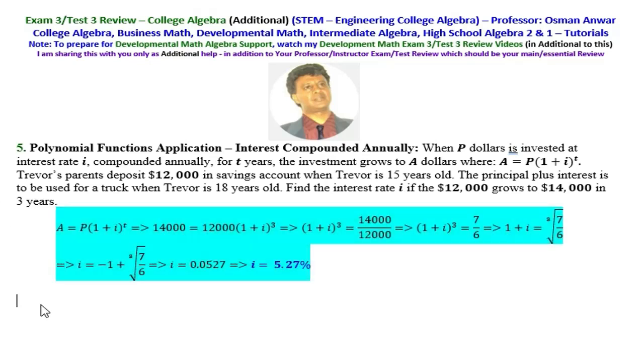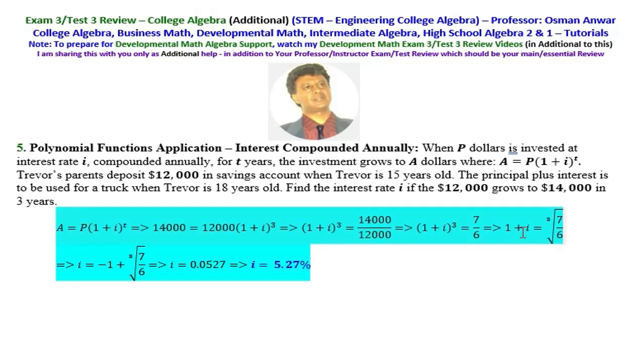So manually, A equals P times 1 plus I to the T. A is 14,000, P is 12,000, T is 3. So 14,000 equals 12,000 times 1 plus I to the third. Divide both sides by 12,000. That is 1 plus I to the third equals 14,000 over 12,000, which means 1 plus I to the third is 7 over 6.